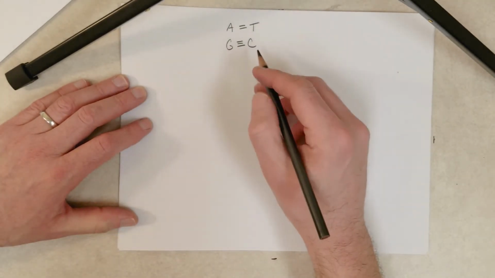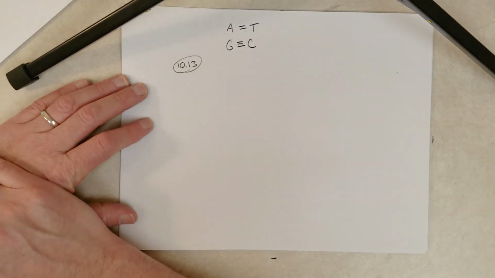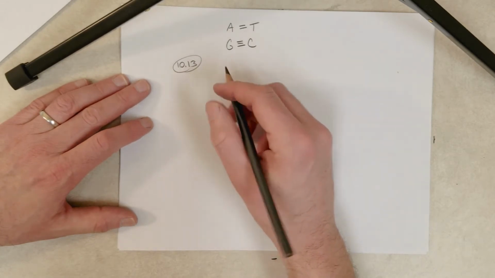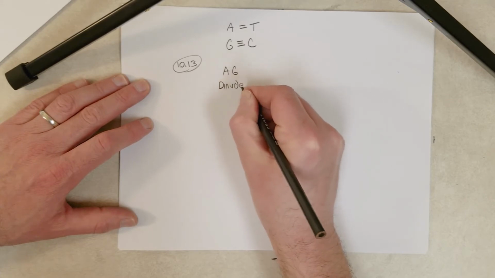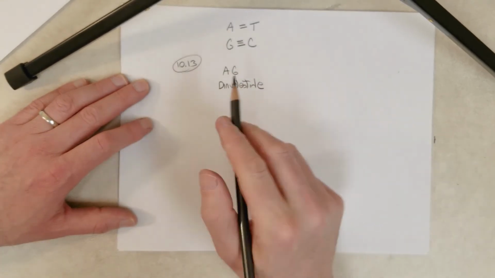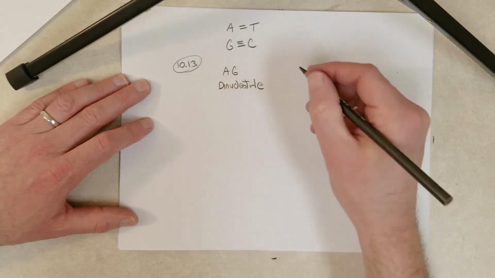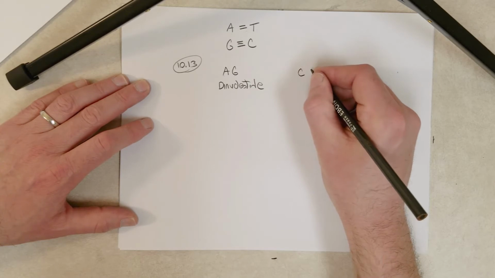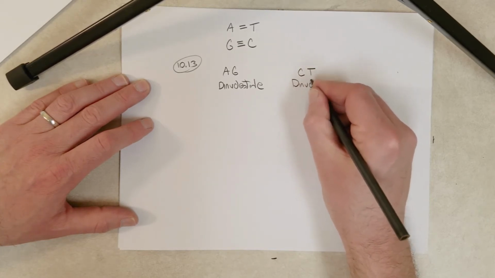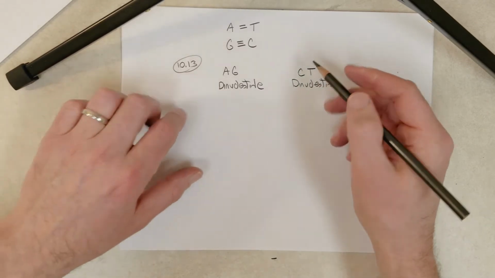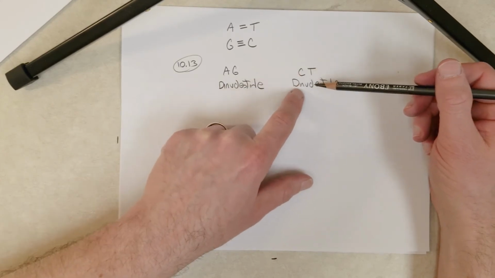But what I want to do first is, there's a problem, I think it's 1013, and we went over this in class, and it essentially asks us to diagram an AG dinucleotide, so a single strand with an A and a G, and then pair that up with a complementary strand, just like you would see it in a double-stranded DNA molecule. So diagram an AG dinucleotide and show it hydrogen bonded to a CT dinucleotide.